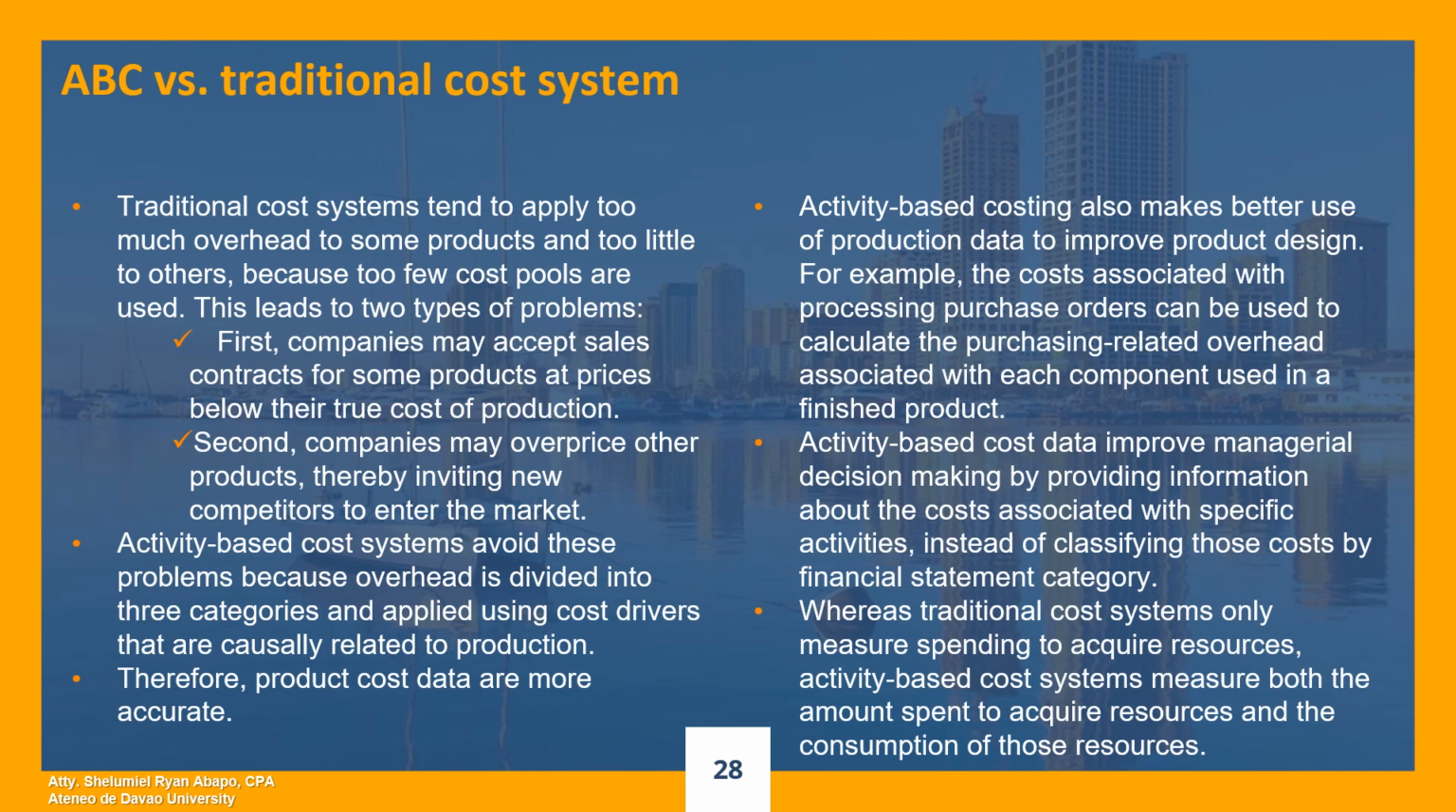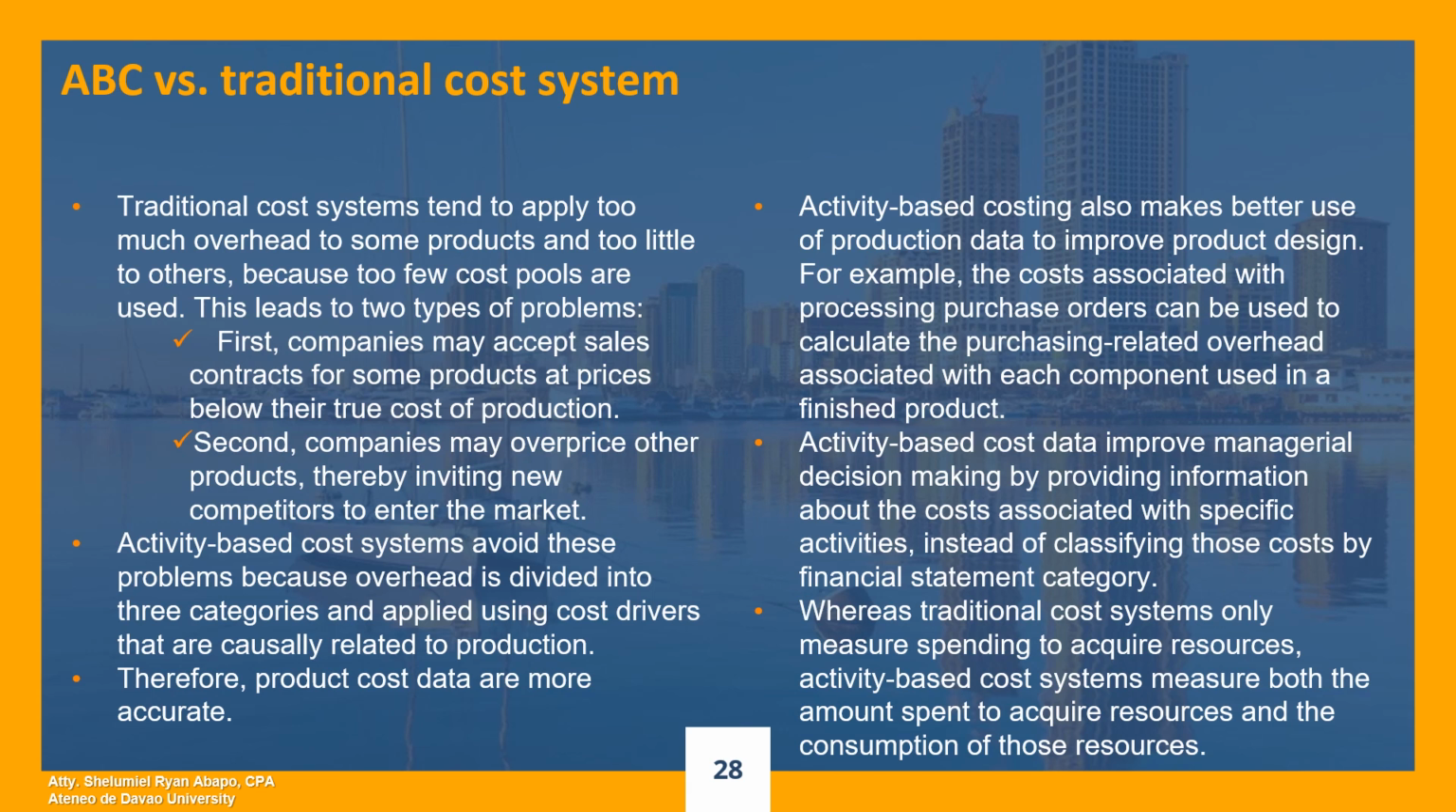So the tendency with traditional costing systems is that you might cost your product cheaply compared to what it should have been priced, or you have overpriced your product and thereby making you a very expensive option. And consumers might tend to get the cheaper alternatives. Okay. Activity-based costing avoids these problems because overhead is divided into many categories and applied using the cost drivers that are usually related to production. Therefore, product cost data are more accurate.